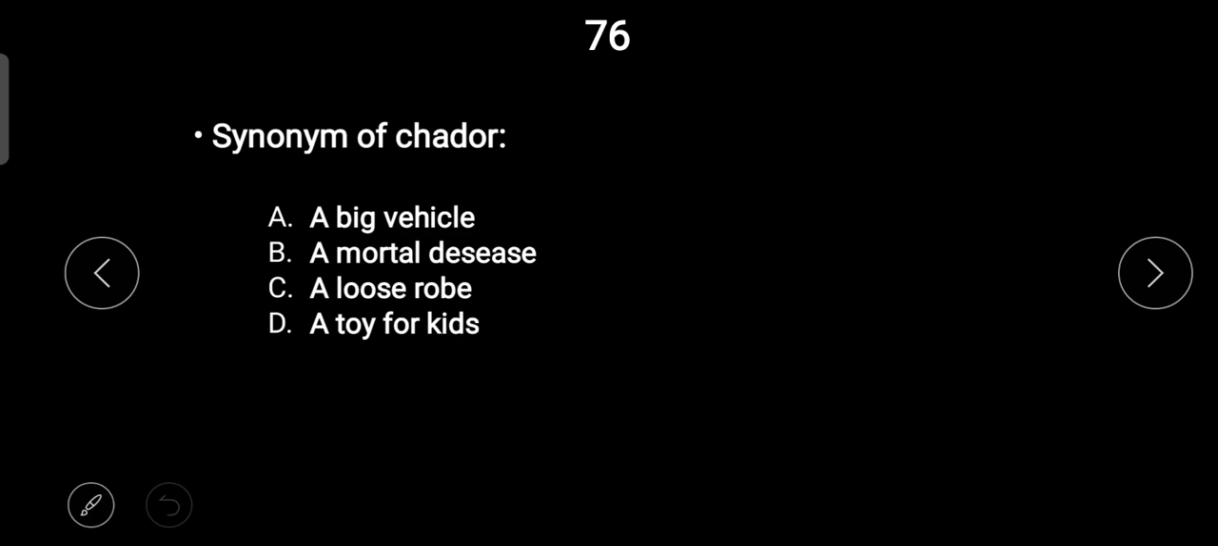Question number 76. Synonym of chador. A big vehicle, a mortal disease, a loose rope, or a toy for kids. What is the correct answer? It's a loose rope, option C. Basically, it's a larger piece of cloth that is wrapped around the head and upper body. Mostly, this chador is worn by Muslim women.